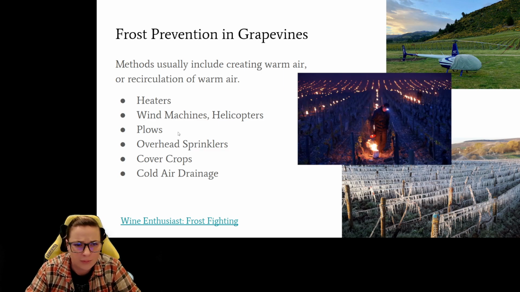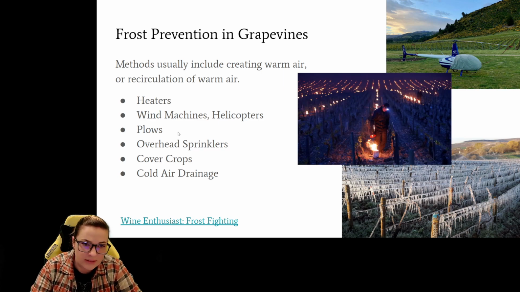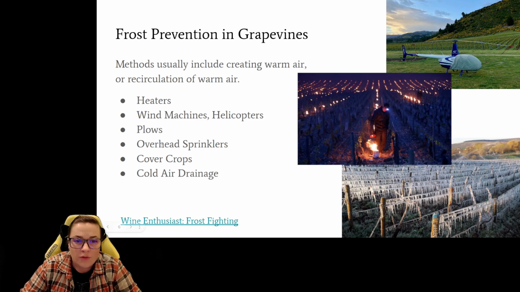There are also plows, and this is really common in some Asian countries, where they'll use a plow to bury the vines in the dirt to protect them during the dormant season and to keep them from freezing. There's also overhead sprinklers, and this seems really counterintuitive because you're fighting frost with ice.